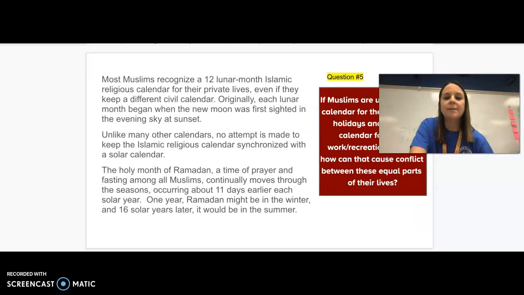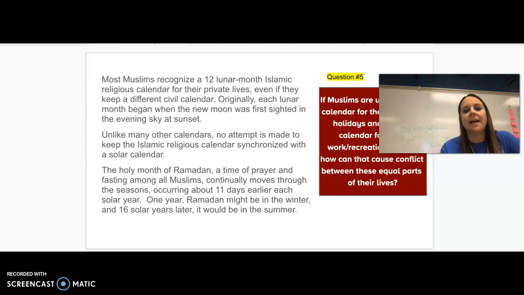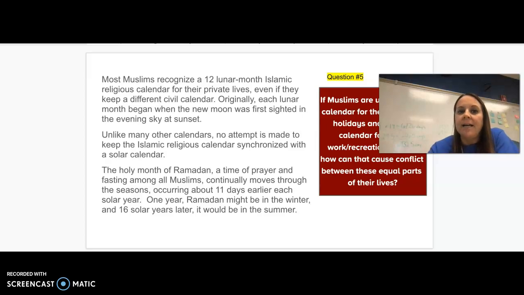Then question 5. Most Muslims recognize a 12 lunar month Islamic religious calendar for their private lives, even if they keep a different civil calendar. Originally, each lunar month began when the new moon was first sighted in the evening sky at sunset. Unlike many other calendars, no attempt is made to keep the Islamic religious calendar synchronized with a solar calendar. So they don't add in any extra months to keep the seasons matching up. The holy month of Ramadan, a time of prayer and fasting among all Muslims, continually moves through the seasons, occurring about 11 days earlier each solar year. One year Ramadan might be in the winter, and 16 solar years later, it would be in the summer.